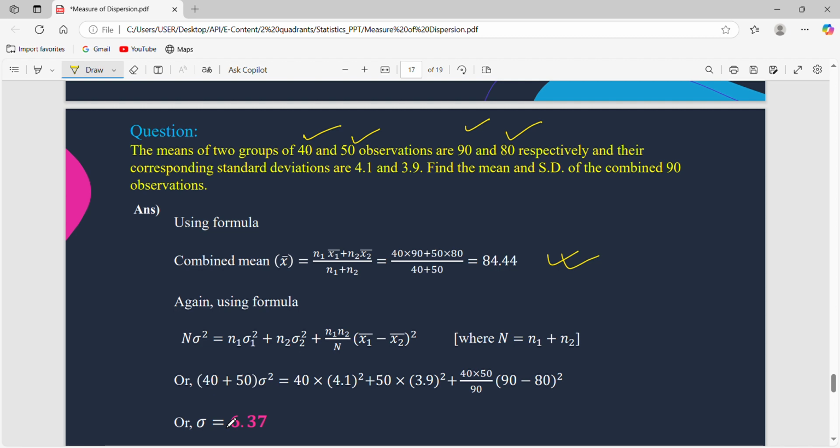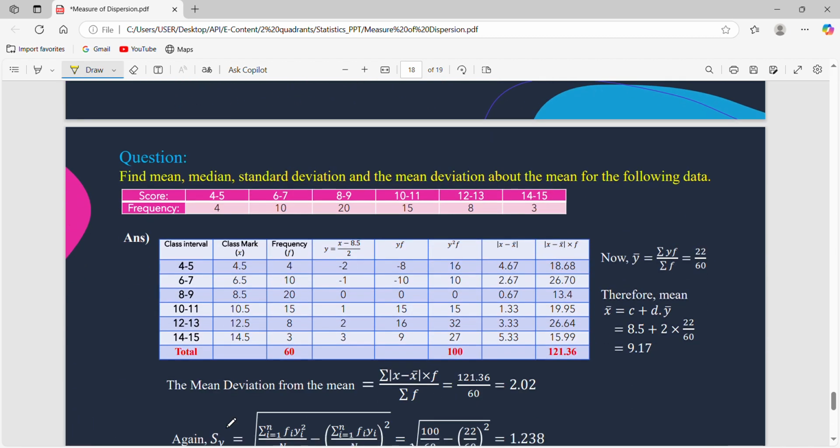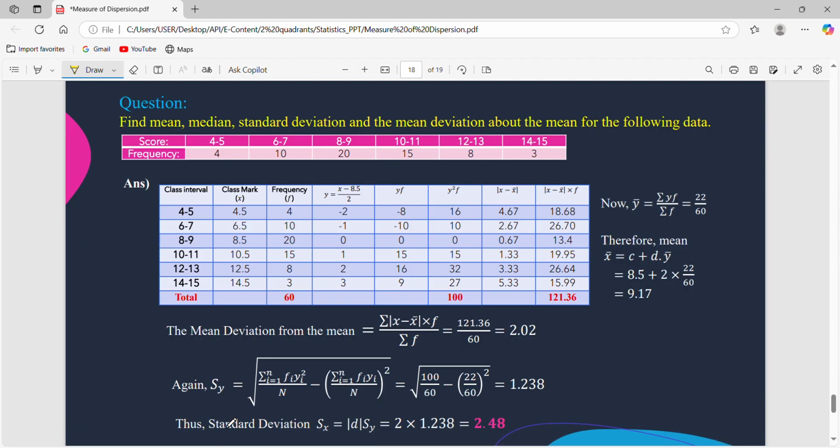Okay. So next is: find the mean, median, standard deviation and mean deviation about the mean for the following data. In this problem we have to find all together the mean, median, standard deviation and mean deviation about the mean. Here the class interval is present with the corresponding frequency, so definitely we will use the change of scale property, in mean and also in standard deviation.